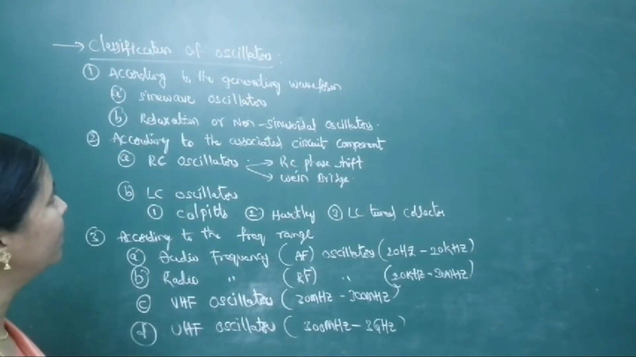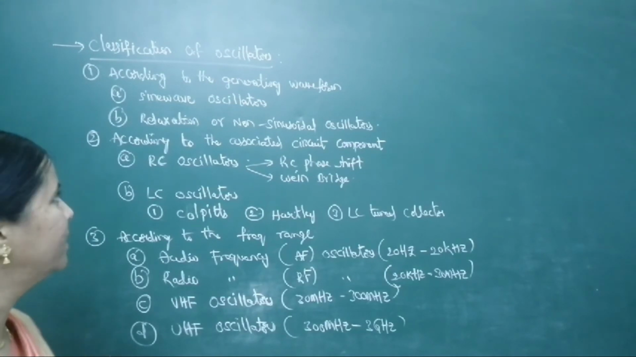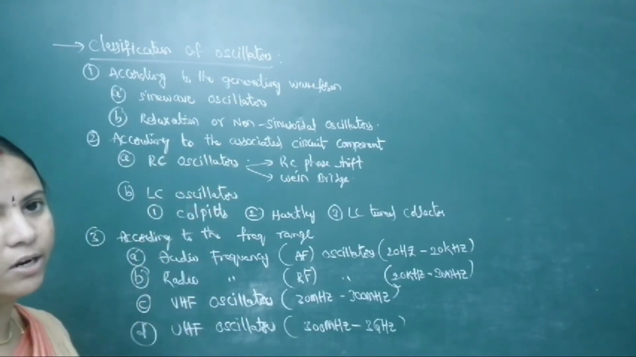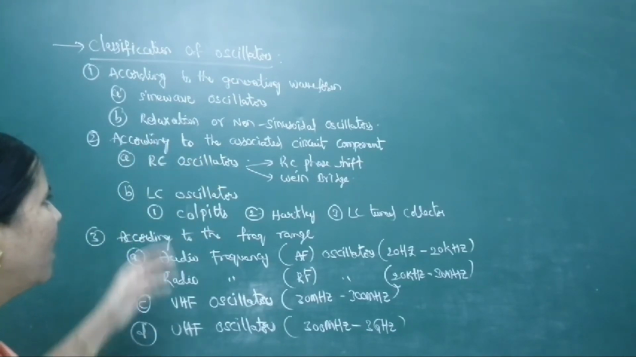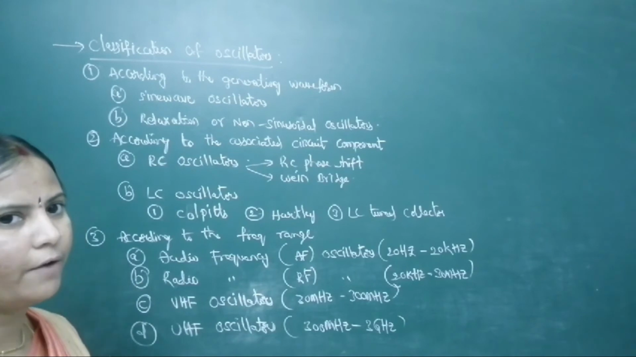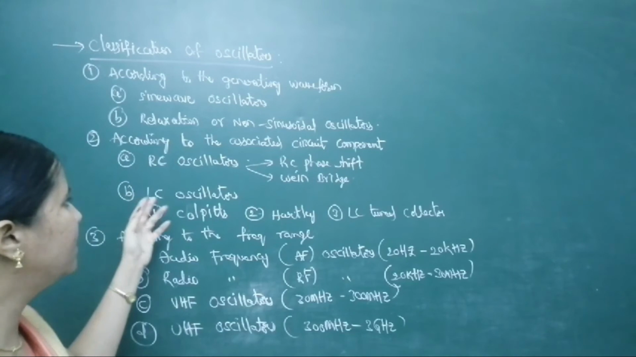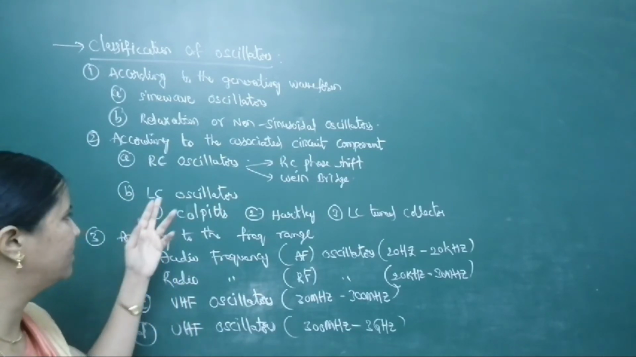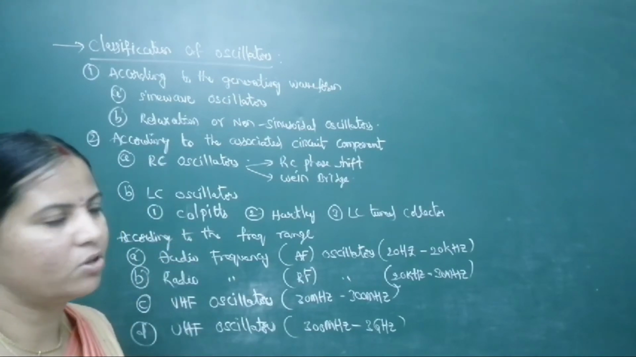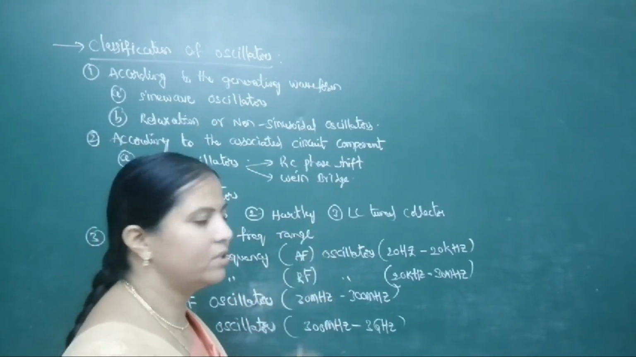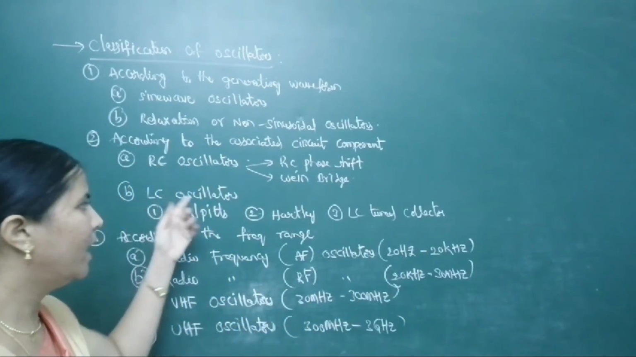Coming to the classification of oscillators, according to the generated waveform we have sinusoidal oscillators and relaxation or non-sinusoidal oscillators. According to the associated circuit components, we have RC oscillators. In RC oscillators we have two types: RC phase shift oscillators and Wien bridge oscillators. Then LC oscillators, where L is the inductor and C is the capacitor. In LC oscillators we have the Colpitts oscillator, Hartley oscillator, and LC tuned collector oscillators.